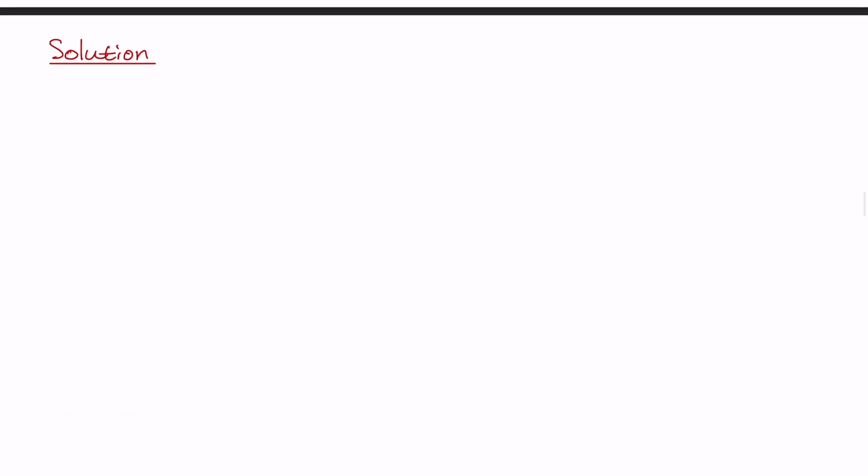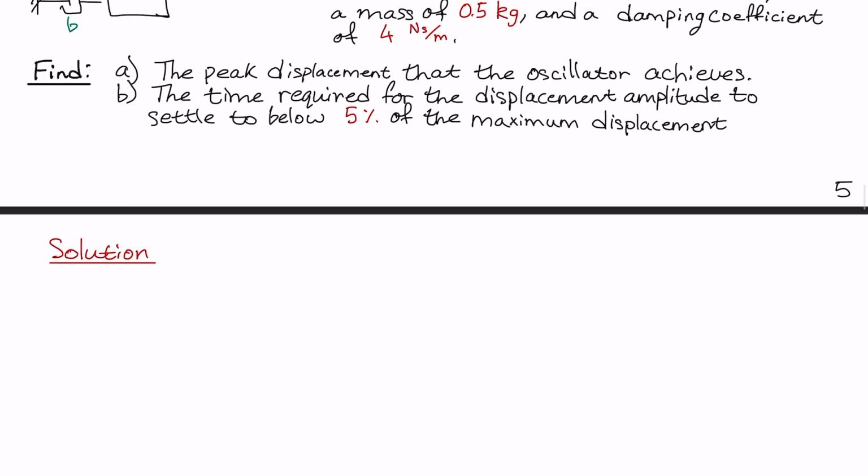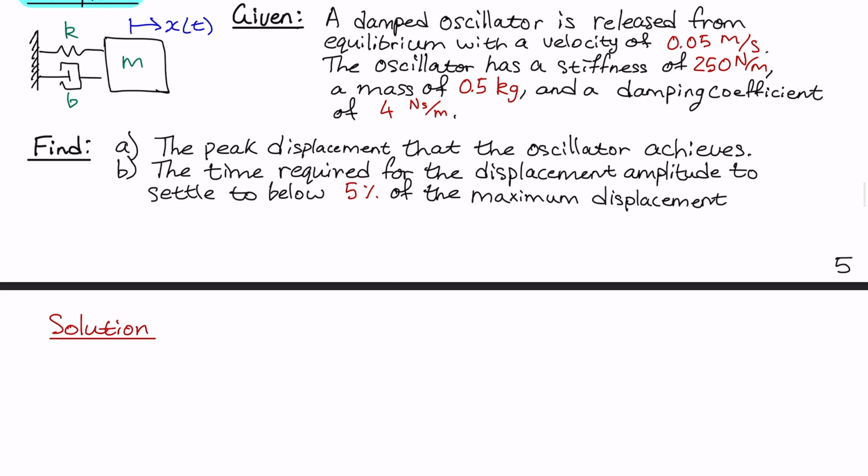Okay, let's get started on this. First of all, since the oscillator is released from equilibrium, we know that the initial displacement must be equal to 0. We also know that the initial velocity, x dot of 0 or u sub 0, must be equal to 0.05 meters per second.